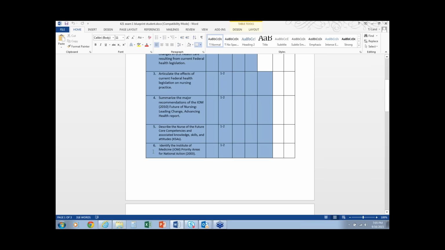Now, the last one, number 6, is asking you to be able to identify the Institute of Medicine, the IOM priority areas for national action. Now, this came from a 2003 report. It is also in your IOM book. But those priority areas are those core competencies of IOM. And so that would be patient-centered care, interprofessional, interdisciplinary, and teams, employing evidence-based practice, applying quality initiatives, and using informatics.